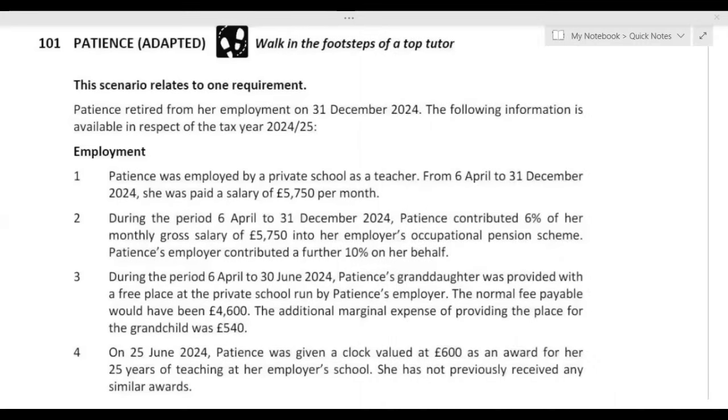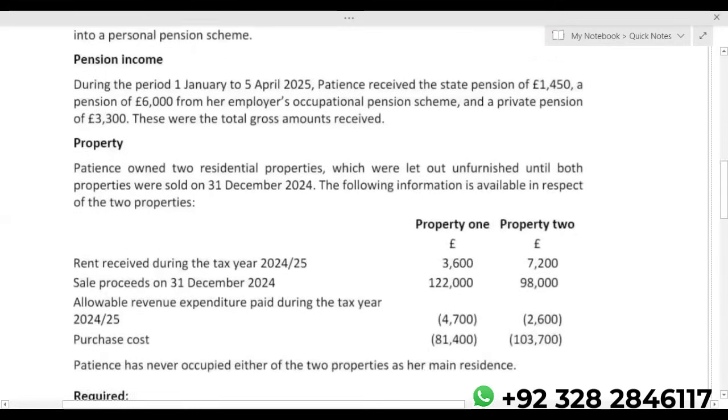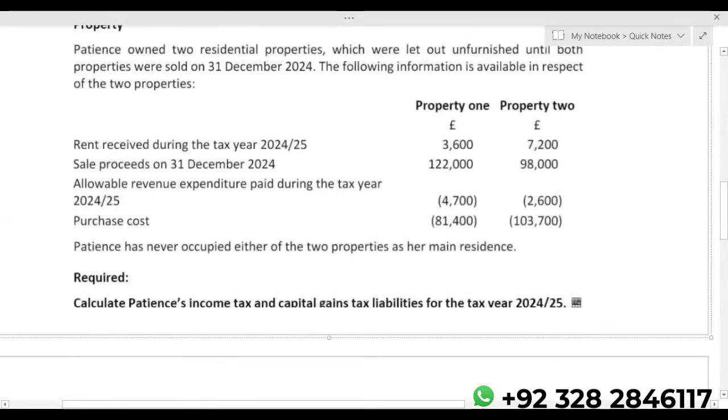Dear student, let's start another practice class. The name of the question is Patience. In this question, the examiner has examined employment income, property income, and the concept of pension as well. Let's try. We are simply required to calculate income tax and capital gain tax liability for the tax year 24-25.